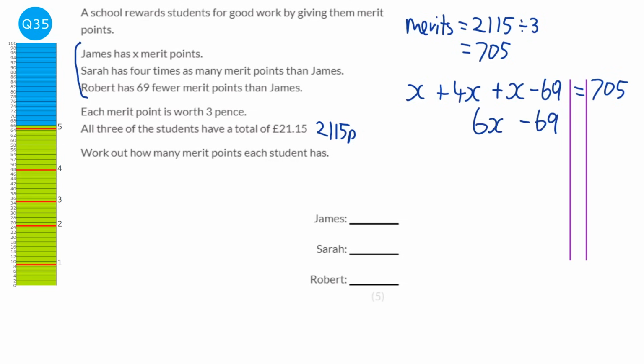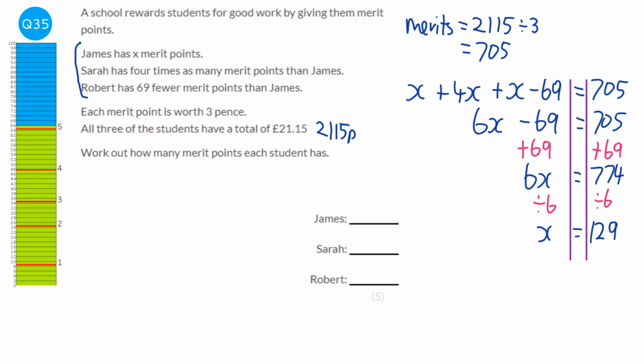Minus 69 equals 705. And we're going to add 69 to both sides. So we've got 6x equals 774. Then we're going to divide both sides by 6. And so we've got x equals 129. So x equals 129. That means James has 129.